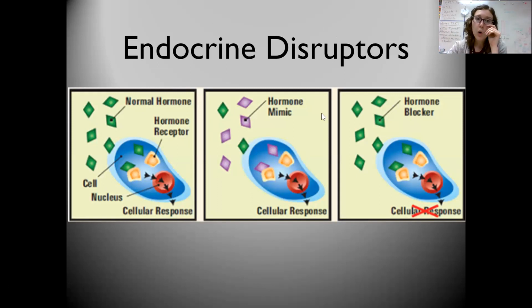We could have hormone mimics, that's a type of disruptor, and hormone blockers. These are our two endocrine disruptors. A hormone mimic is going to overstimulate.